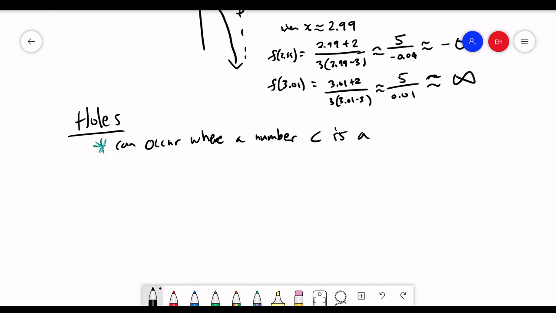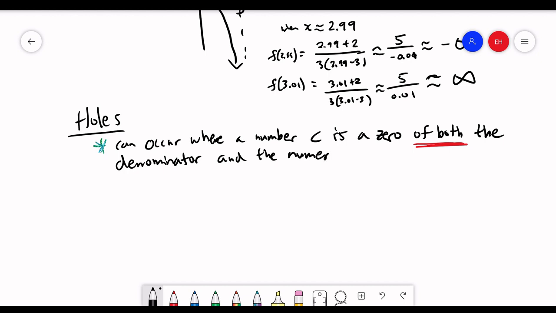You have a hole where, let's say you have a number C. I don't know why I chose C, but there's a number C that's a 0 of the bottom, the denominator, as well as the top, the numerator. So basically, when you put this number in, you get 0 on the bottom and you get 0 on the top. What happens is those two factors kind of cancel each other out. So you're not going to have positive or negative infinity. You're going to have a hole in the graph where that is. So let's look at an example. f of x equal to x squared minus 9 over x minus 3.